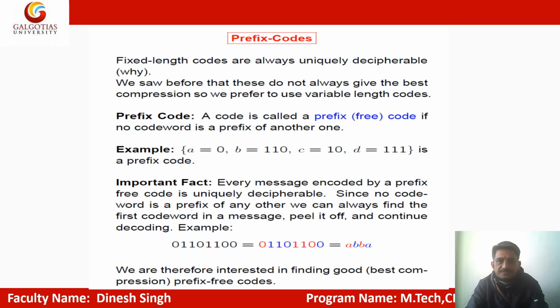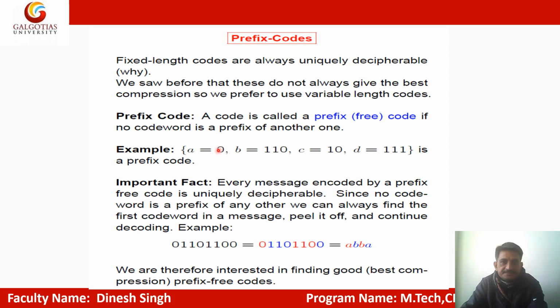So the prefix codes. Fixed length codes are always uniquely decipherable, but we saw before that these do not always give the best compression, so we prefer to use variable length codes. A code is called a prefix code, or prefix free code, if no code word is the prefix of another one.